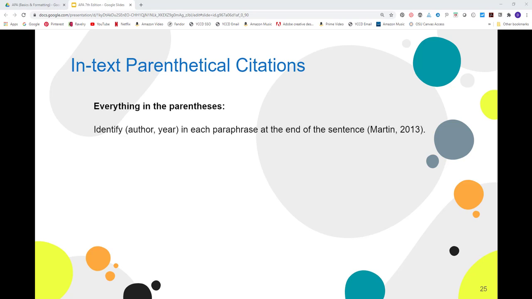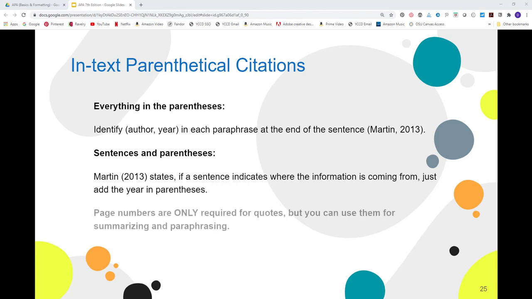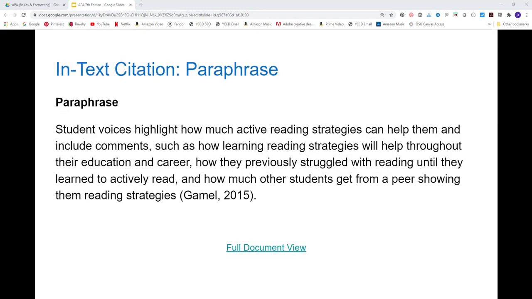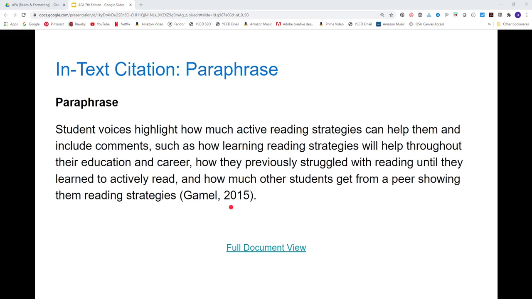You can place it all in parentheses, or you can include some of it in your sentence with the remaining components in parentheses. Page numbers are only required for quotes. Let's take a look at some examples. In-text citations correspond with your references and include the author and year either in parentheses or part of your sentence to identify which source supports your paraphrase or summary. This example shows everything in parentheses. Note that it includes an open parenthesis, author's name, comma, space, year, close parenthesis.